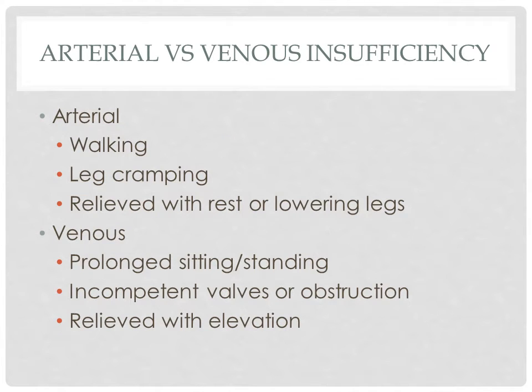So arterial versus venous insufficiency. Arterial insufficiency, they are going to be walking, have leg cramping, and it's going to be relieved with rest or lowering legs. And again, we will get more specific into these in a couple of chapters. Venous insufficiency is going to be related to prolonged sitting or standing, incompetent valves or obstruction, and it is relieved with elevation. So that's basically a key difference. Arterial is going to be relieved with rest or lowering the legs, versus venous is going to be relieved with elevation.